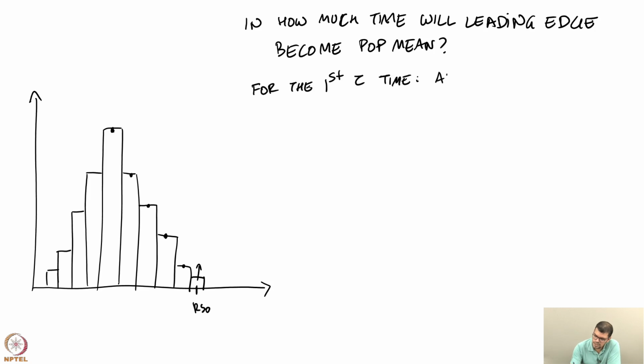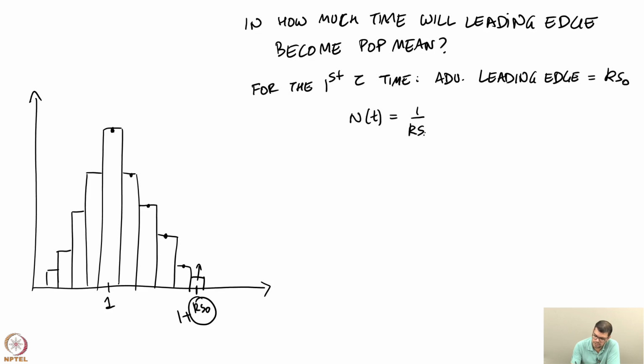what is the advantage that the leading edge has over the population mean? And the answer to that is k times S naught, because this is 1, this is 1 plus k S naught. So, the advantage of the leading edge over the mean is k S naught. So, for the first tau time, its growth in numbers will take place as 1 upon k S naught, from the last equation, e to the power k S naught into tau.